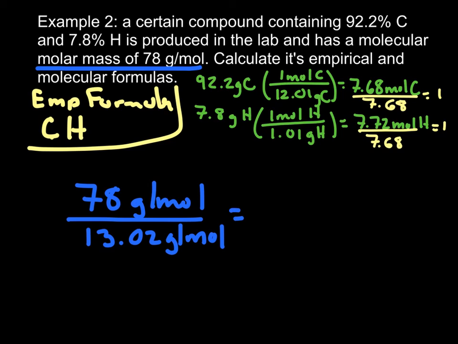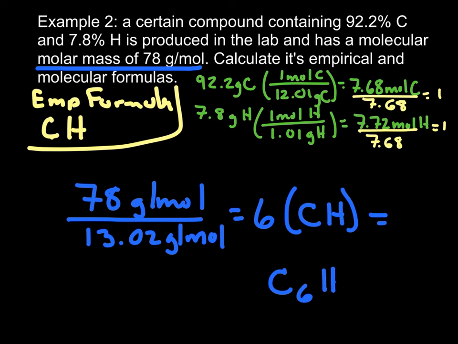When you do this division, you get a factor of 6. So we're going to multiply that by our empirical formula. When we do this, we get a molecular formula of C6H6. So this is our molecular formula.